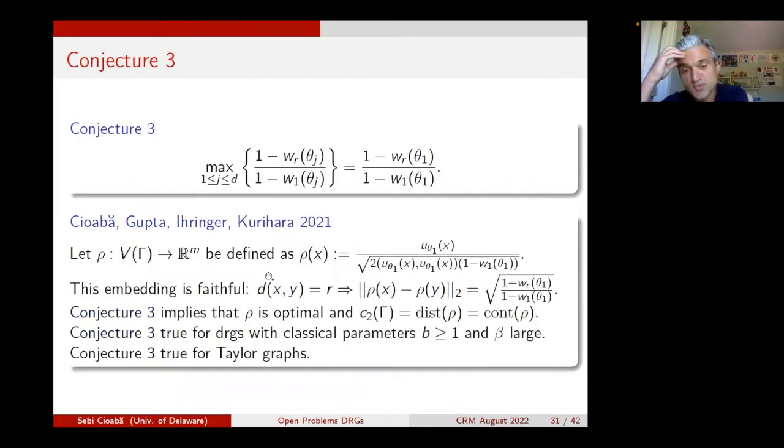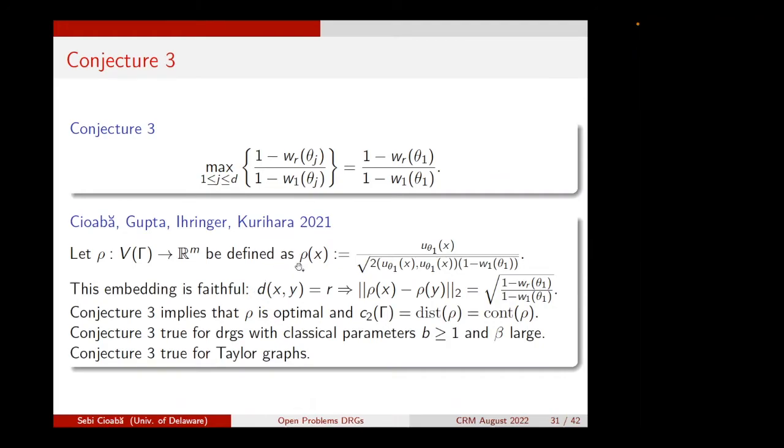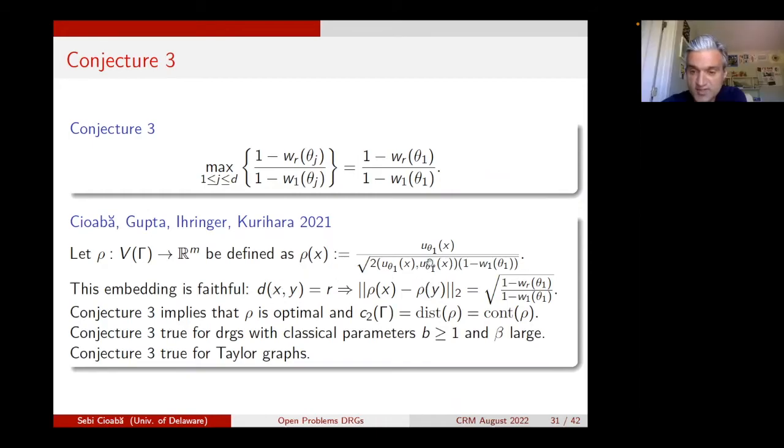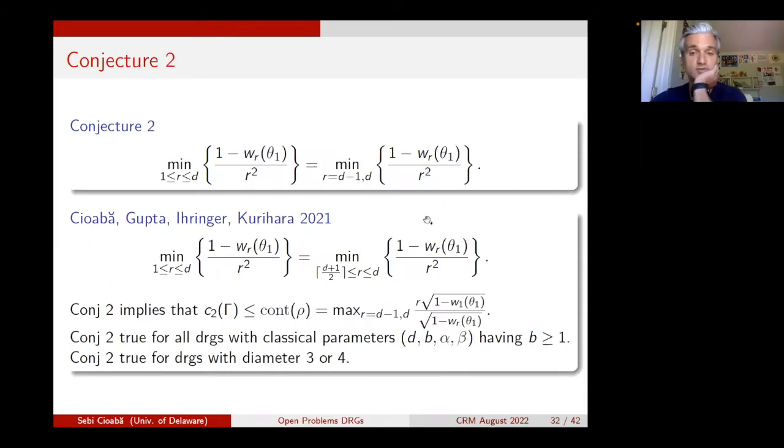Conjecture 3 is about embedding on this θ1 eigenspace, and from the matrix U theta you can define this embedding rho of x, with these parameters here so that rho is faithful. Conjecture 3 essentially states our belief that this embedding is optimal, and C2 would be the distortion of this embedding. We checked it again for various parameters: for distance regular graphs with classical parameters with beta greater or equal to 1 and b greater or equal to 1 and beta large, and for Taylor graphs.